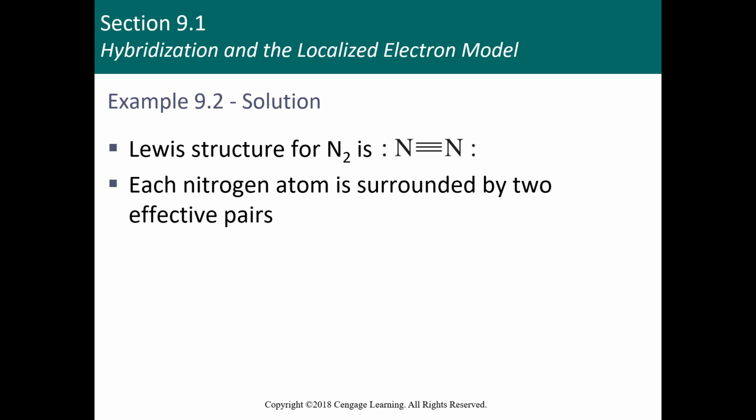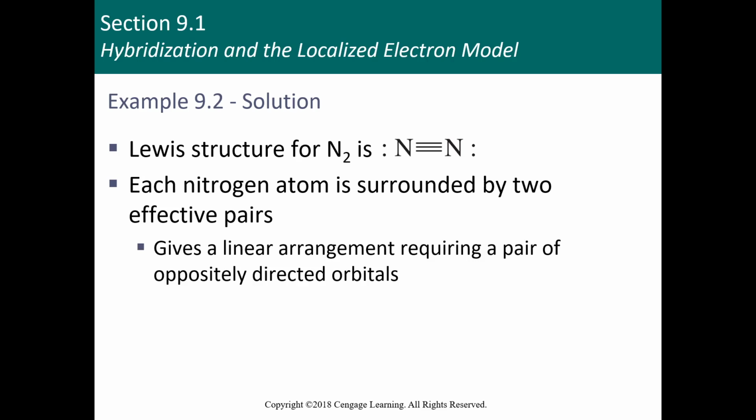And so each nitrogen right here is again two effective pairs, is what your book calls it. Seriously, domains is a better word, but in case you're looking at your book, there you go. And this is going to give you your linear arrangement, which means this is actually a straight line. You probably could have figured that out, that the molecule looks like a straight line, simply because there's two atoms, two things can only make a line. You can't make anything else out of only two things.